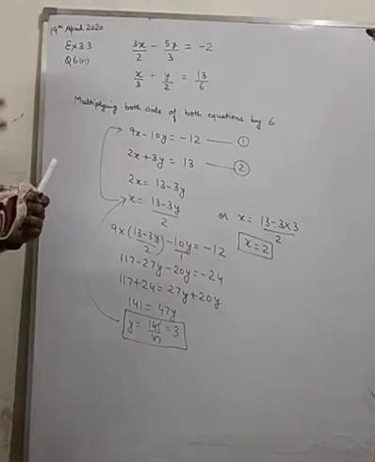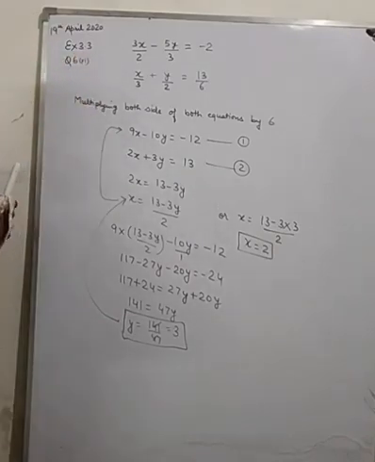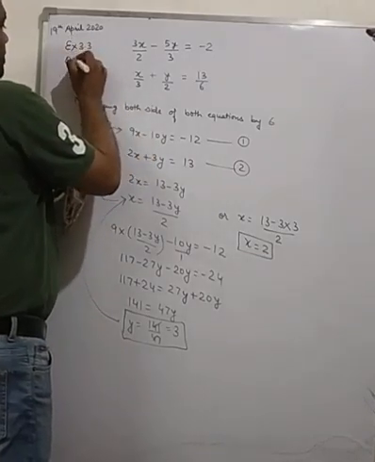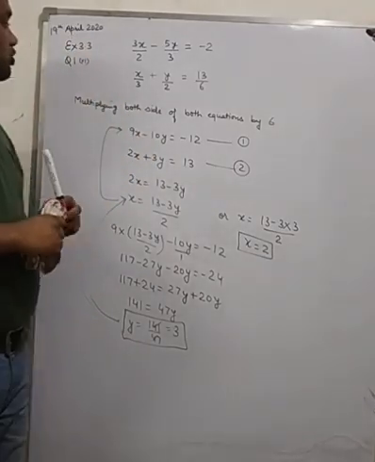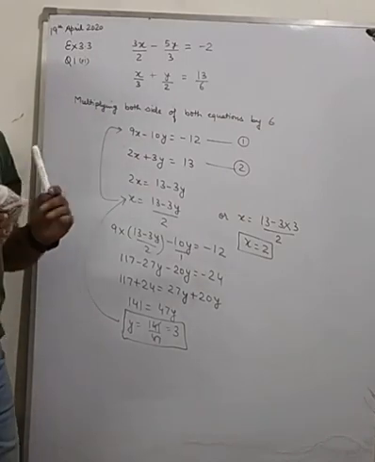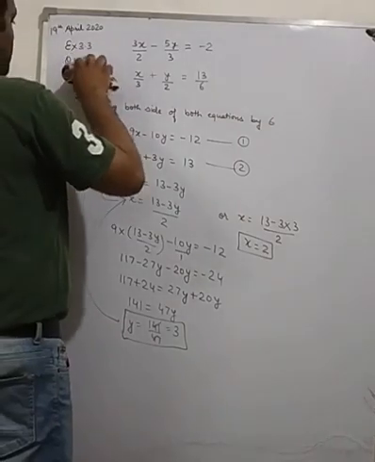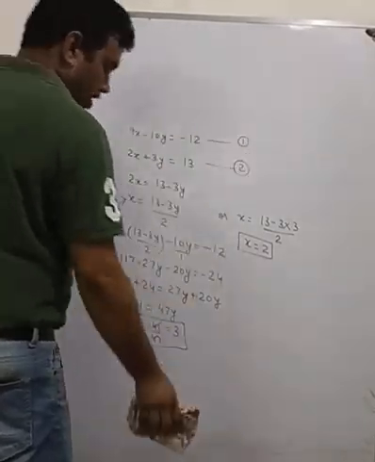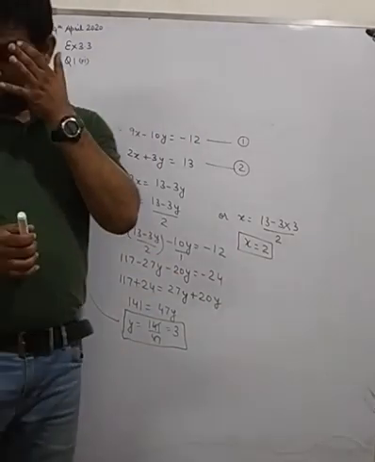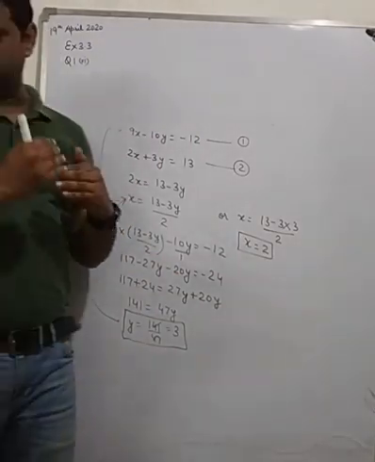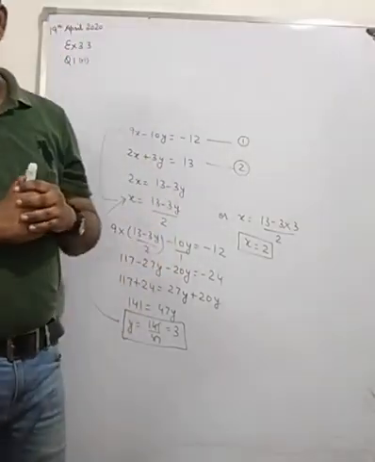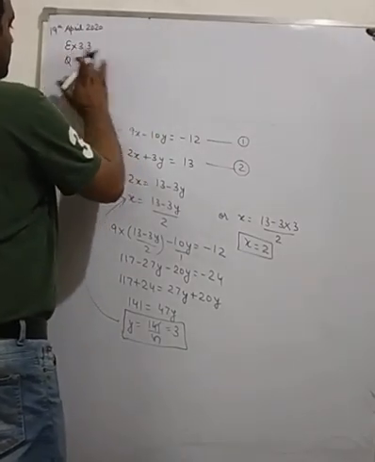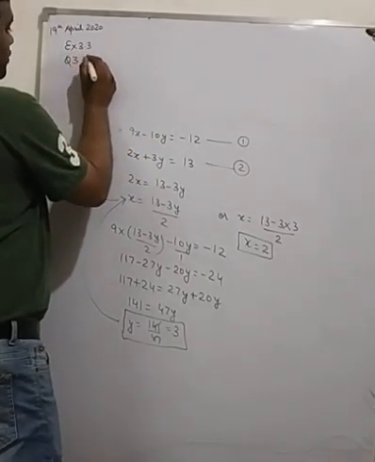The second question for today is question number 3, first part of exercise 3.3. I am going to solve the next question, question number 3, first part. And the question says that the difference between two numbers is 26 and one number is 3 times the other. Find the numbers.